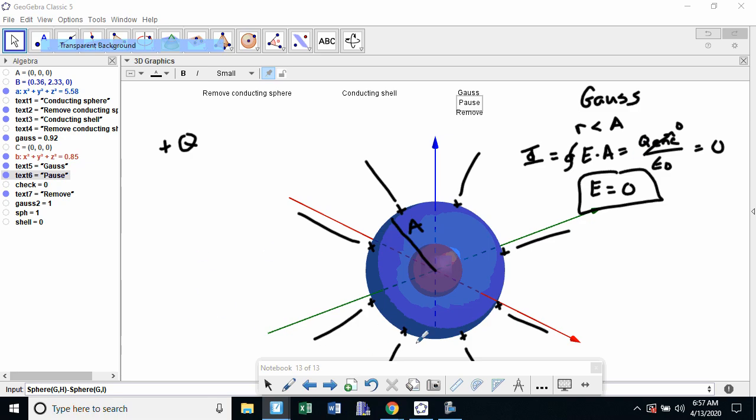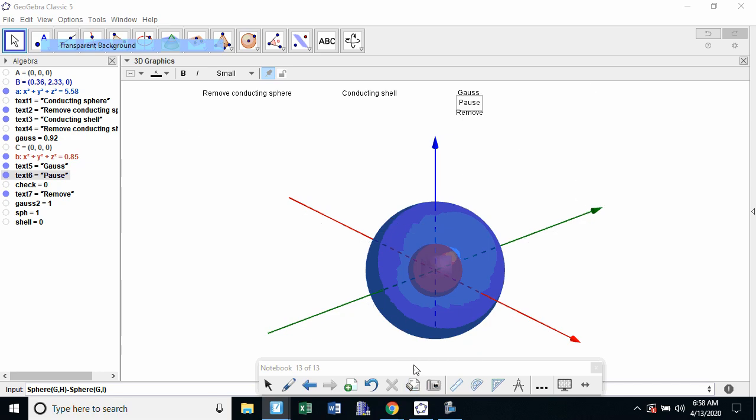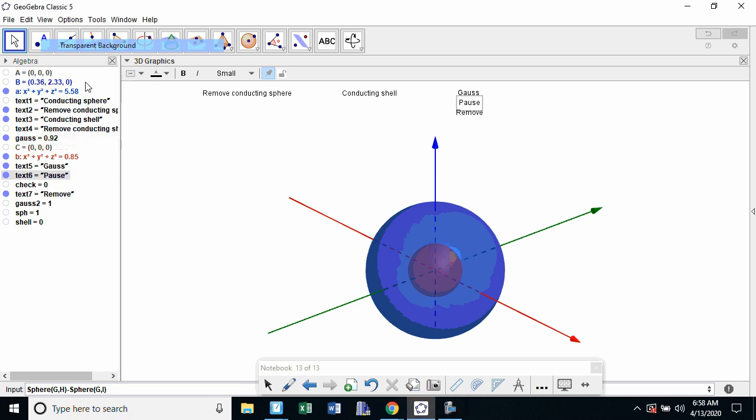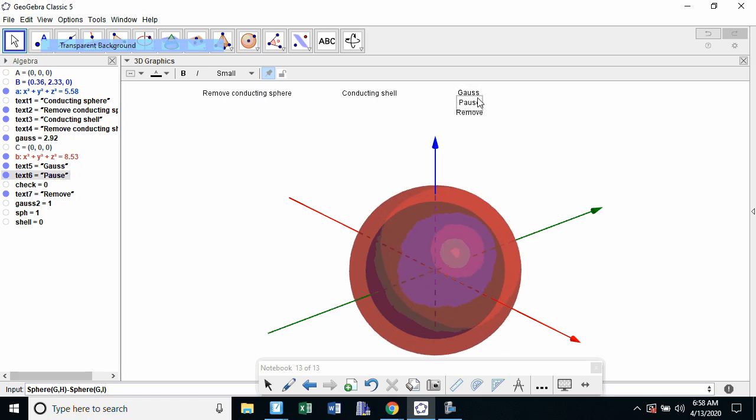All right, now we want to move a little bit further. Let's increase that radius of our Gaussian sphere. Okay, let's go ahead and increase that radius a little bit until, boom, right there. Now we're outside of our conducting sphere. So our Gaussian shape looks like this. It is r bigger than a.